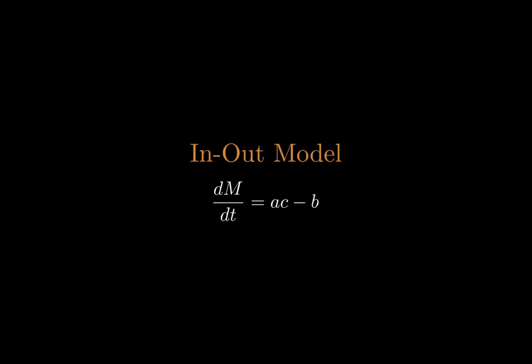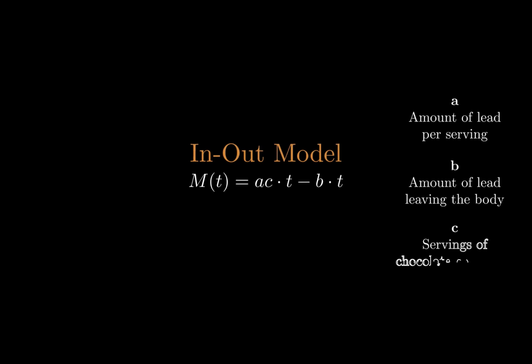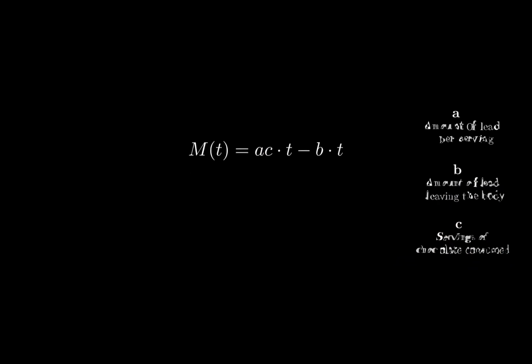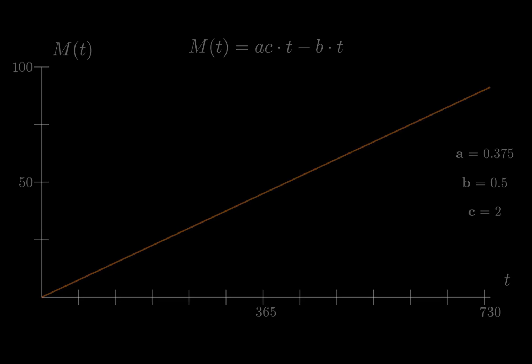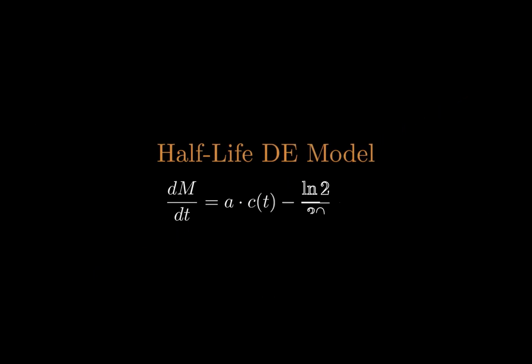We first began with the in-out model and solved it to get this equation, which has parameters A, which is the amount of lead per serving, output parameter B, which is the amount of lead leaving the body, and C, which is the serving of chocolate consumed. This gives us a linear graph. Obviously, a linear model is not the most realistic for our problem.